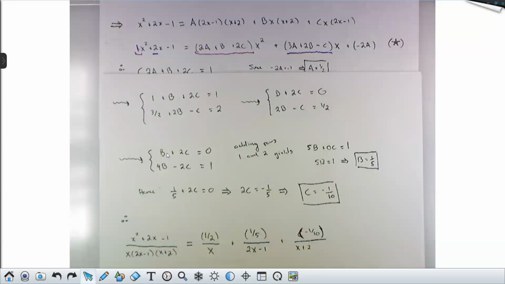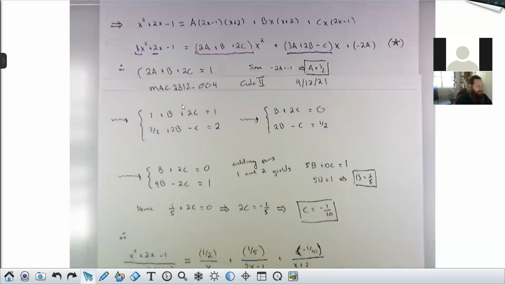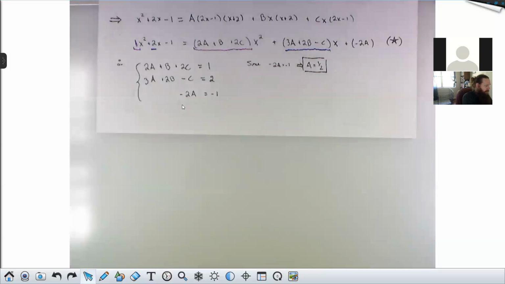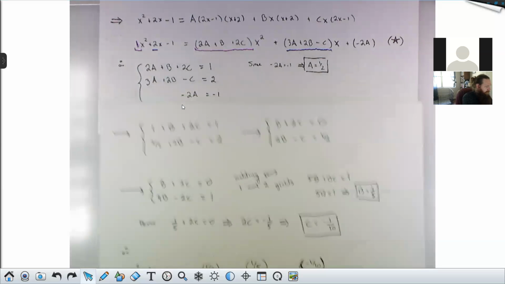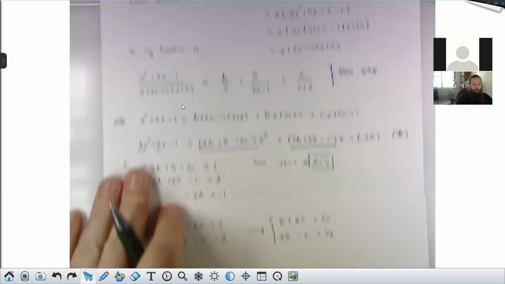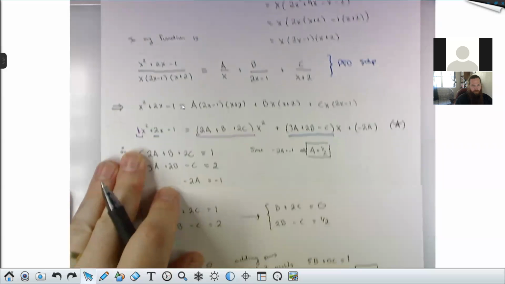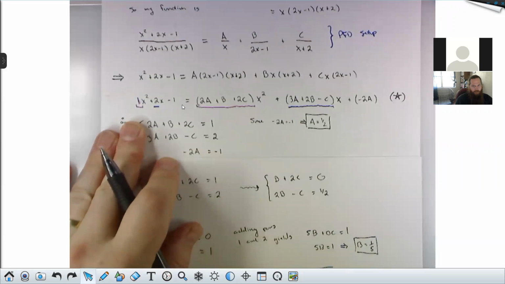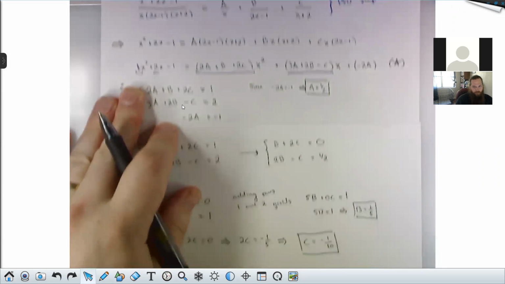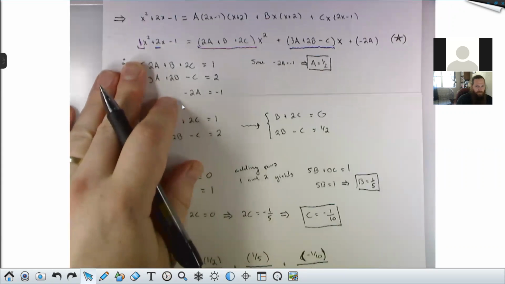Okay, you have now completed the partial fraction decomposition for this function. Notice I haven't done any calculus yet. You see any derivatives or integrals here? None, right? Nothing. It's all algebra. Every single step so far. Factor, set up the partial fractions, clear out the denominators, equate the coefficients, solve the linear system. Every single step has just been algebra.